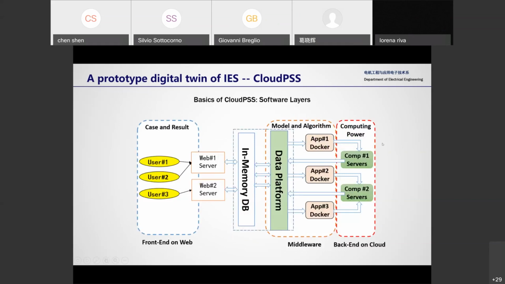This is the software layers of the Cloud PSS. Users access the Cloud PSS from the front end on the web, and models and algorithms are in the middleware. Computing power, such as CPU-based computing nodes, is in the back end on the cloud. Here, virtual machine technology is adopted to allocate computing tasks to computing resources.